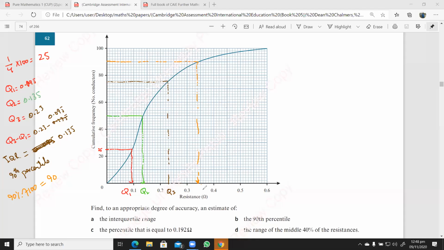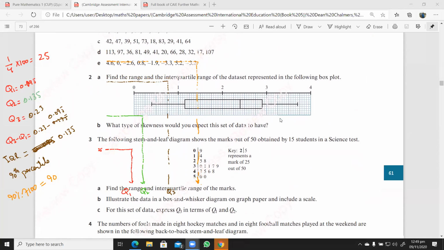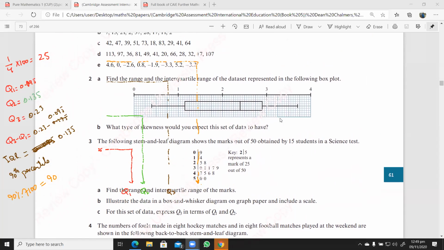Now I have to take you to the box and whisker plot, okay? A box and whisker plot is basically a summary of the whole data through 5 different values. Let me show you what kind of shape this is, and then I bring you back here. Look at this box and whisker plot over here. Can you see that? There are 5 values being shown.